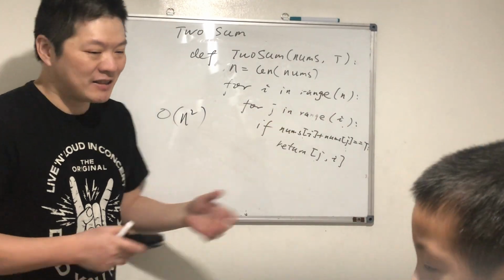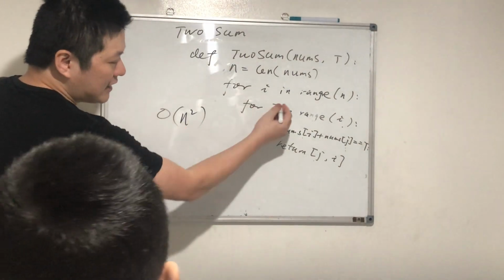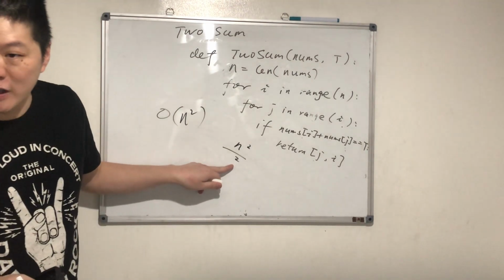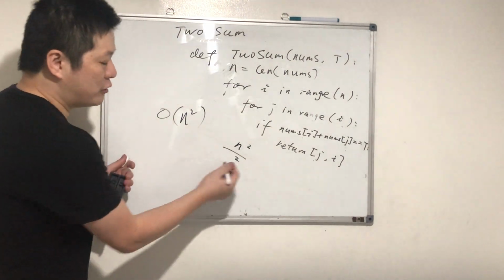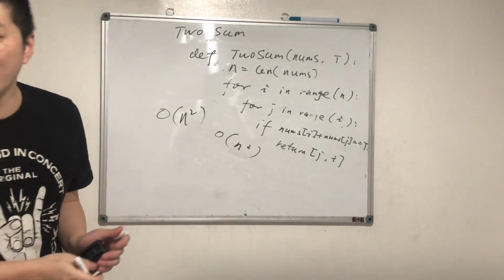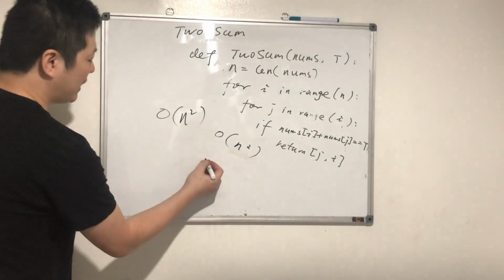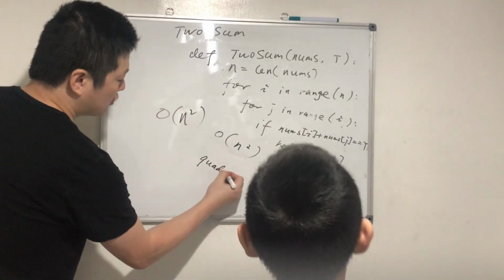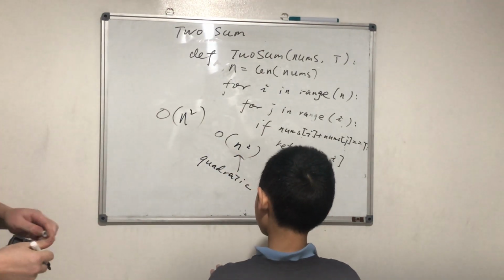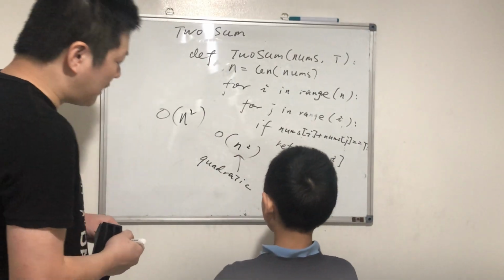Linear, right? So actually, this is n squared divided by 2, roughly, okay? But we drop the constant, so it's quadratic. Got it? Quadratic. Quadratic meaning this, yeah? Got it?